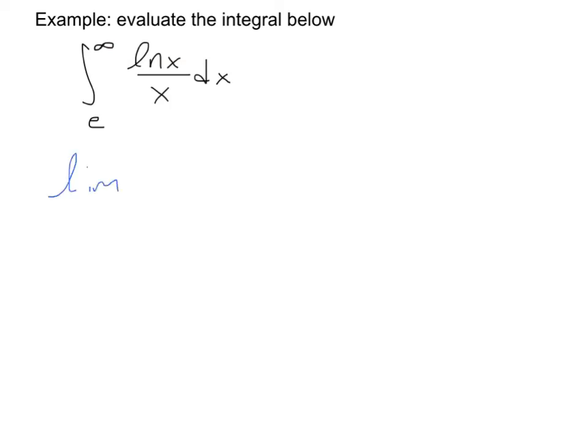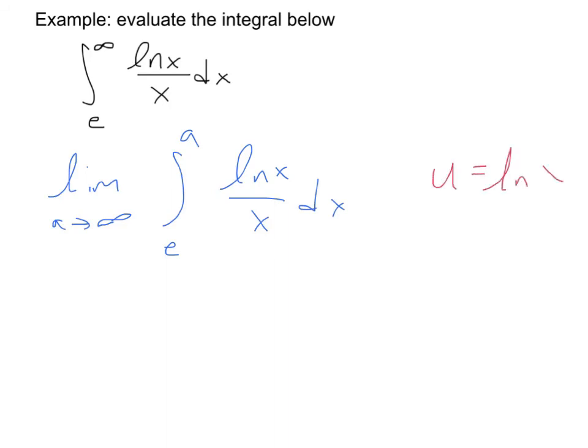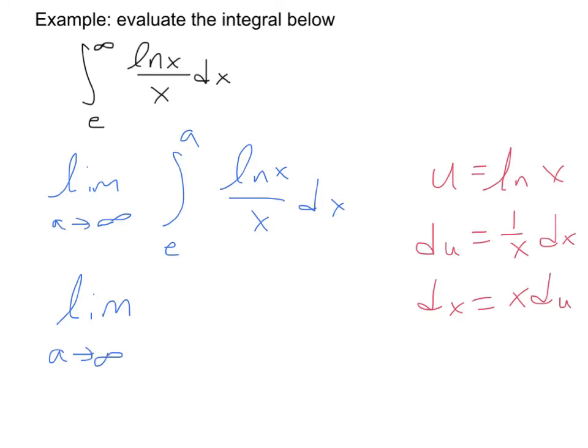So I'm going to take the limit as a approaches infinity of the integral from e to a of ln x over x dx. It seems the best way through this is to do a u substitution. u equals ln x, so du is 1 over x dx, and that means dx is x du. When we go back to plug this in, the limit as a approaches infinity of the integral, and I'm not even going to put bounds on it, the integral of u over x times x du. Surprise, surprise, these x's divide out to 1.